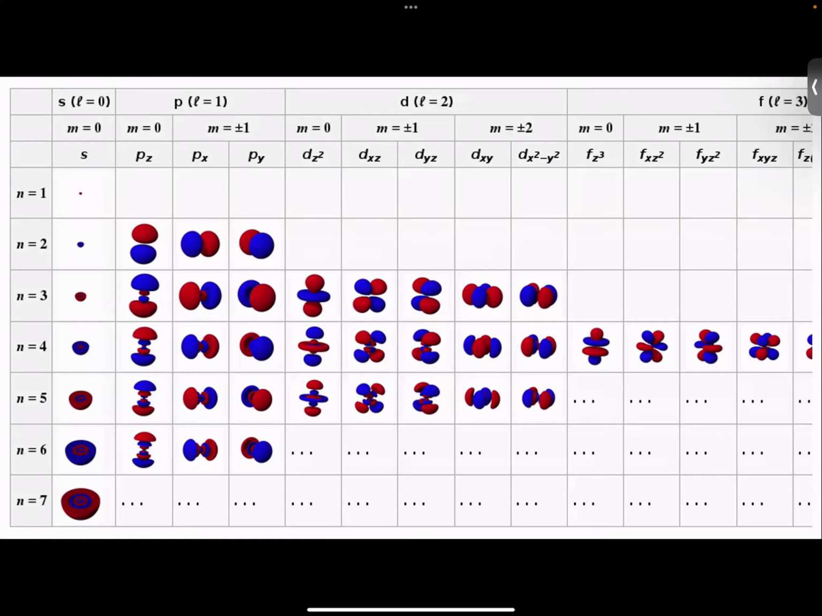When you get to level 4, n equals 4, that means we're talking about the 4th layer away from the nucleus. We have the possibility of L being 0, meaning an s. We have the possibility of L being equal to 1, meaning p's. We have the possibility of L equal to 2, meaning d's. And we have the possibility of L equal to 3, meaning f's.